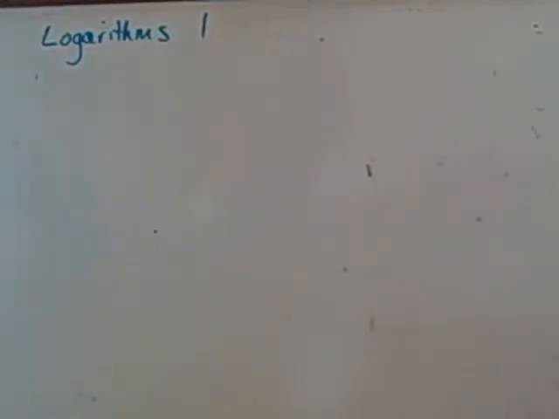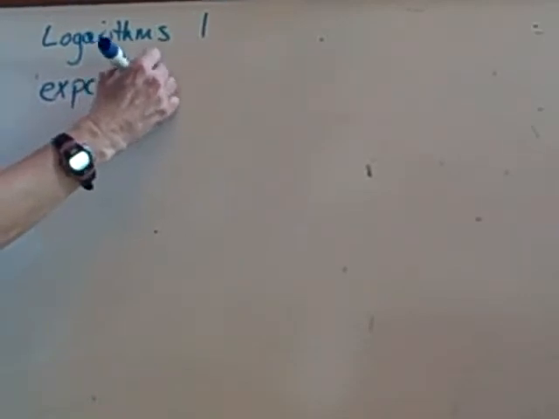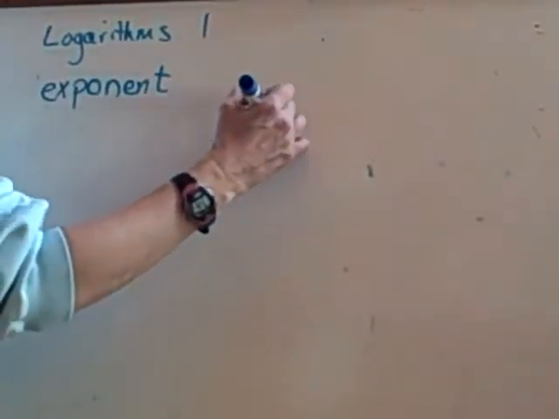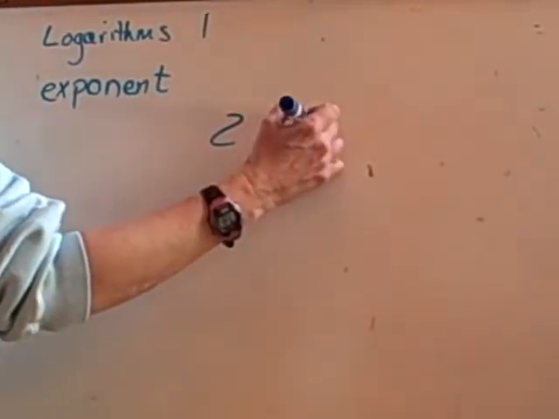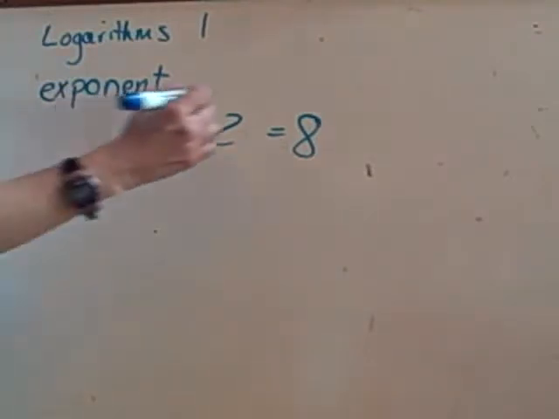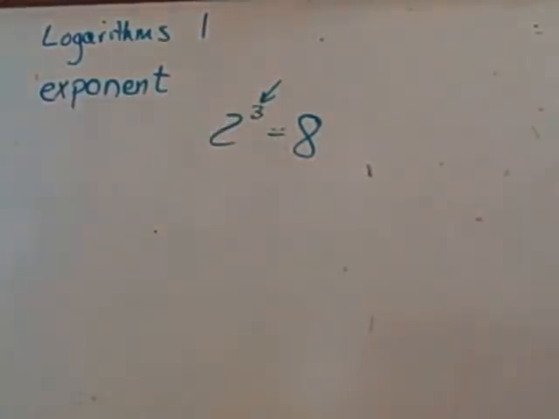The definition of a log. A logarithm of a number is the exponent to which the base is raised to equal the number. So let's just look at that for a second. 2 to the what would give me 8? 3. Okay. A logarithm is another way of saying that. 3 is the log.